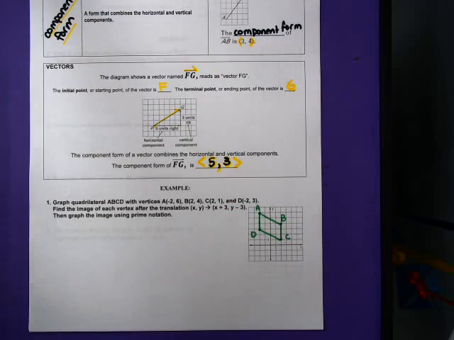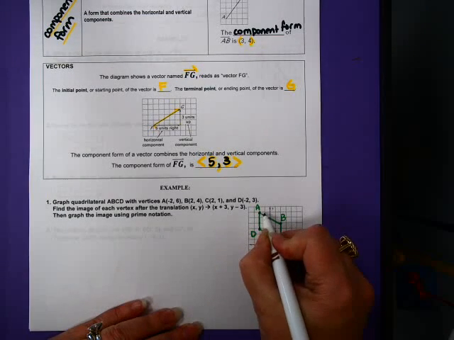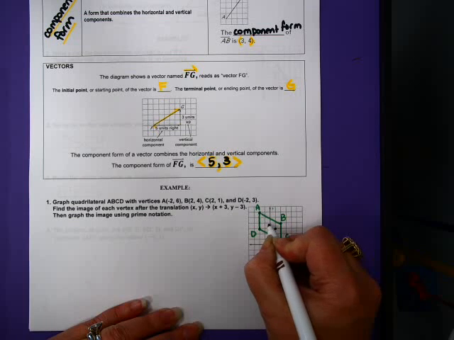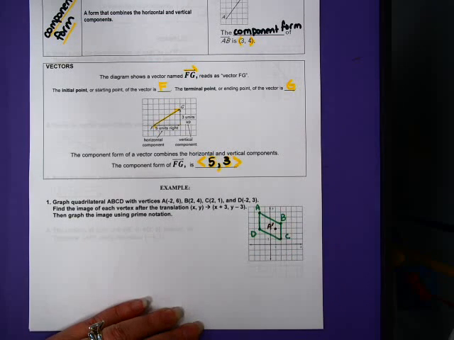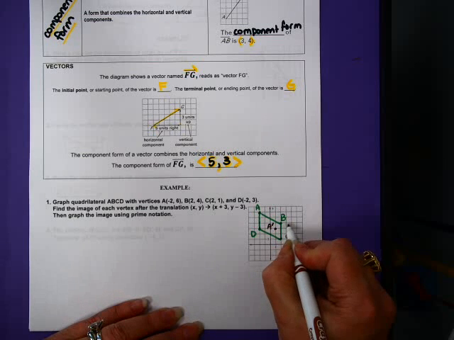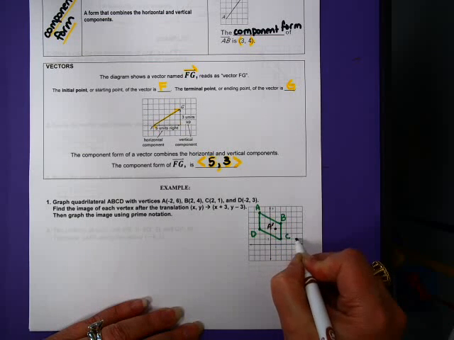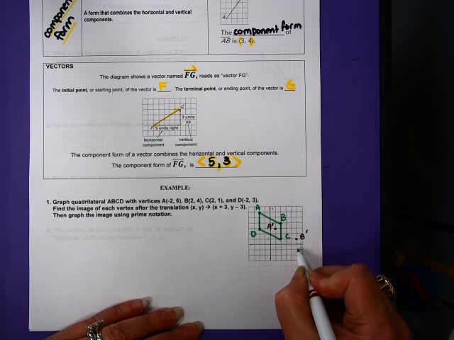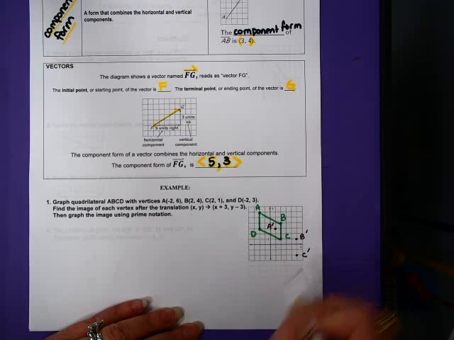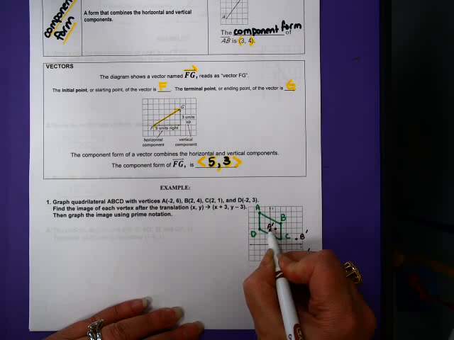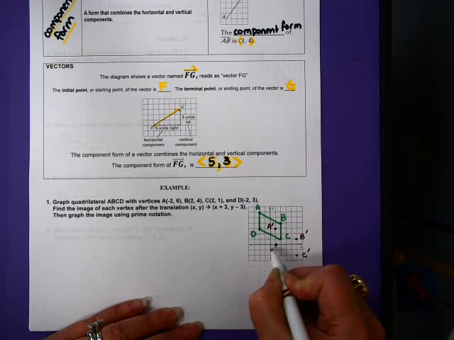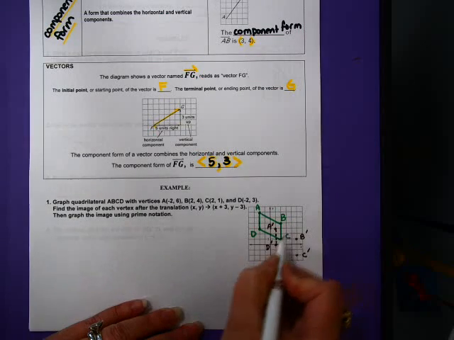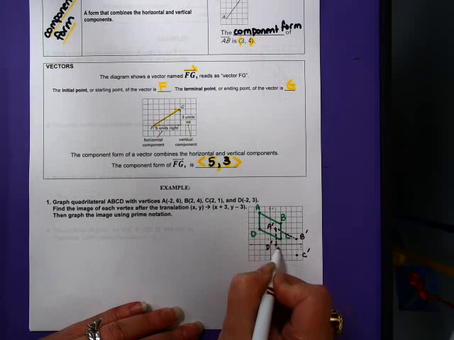So I'm going to take my A, I'm going to go to the right, 1, 2, 3, and then down, 1, 2, 3. And I'm going to call this A prime. Do the same thing with B, 1, 2, 3, 1, 2, 3. That's B prime. There's your C prime. And D is going to be 1, 2, 3, 1, 2, 3. There's your D prime. This one's going to be dotted because this is the transformed figure.